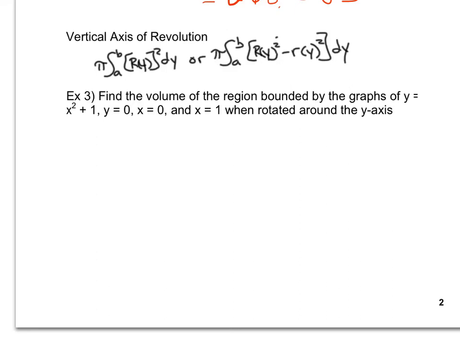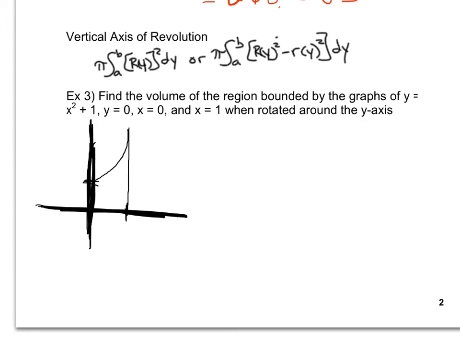So I want to find the volume of the region bounded by y equals x squared plus 1, y equals 0, x equals 0, and x equals 1. If I look at what that looks like, I have x squared plus 1. I have y equals 0, which is right here. X equals 0 is right here. X equals 1 is going to be right here. X squared plus 1 would be a parabola. I'll just draw this half of it since I have this restriction here anyway. It's kind of a terrible drawing, so let me make it a little bit more accurate. There we go. Now I want to rotate it around the y-axis.